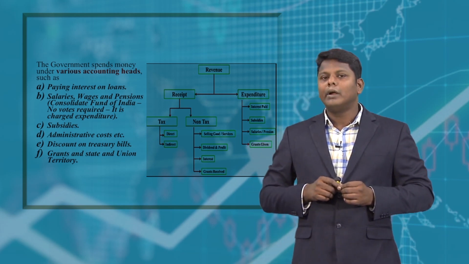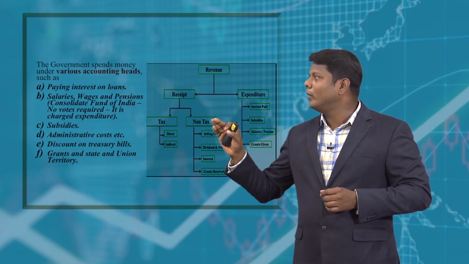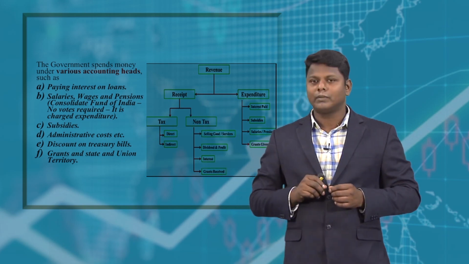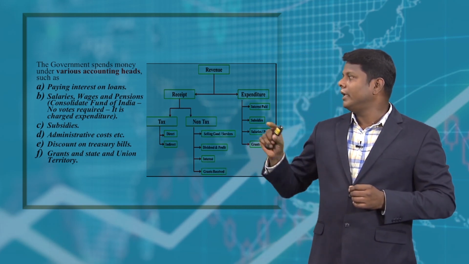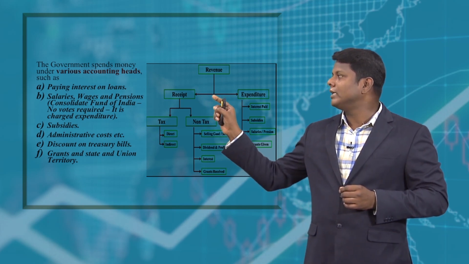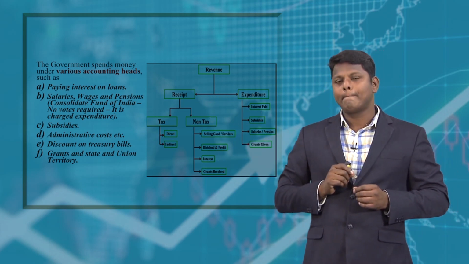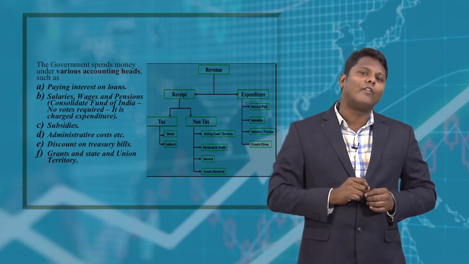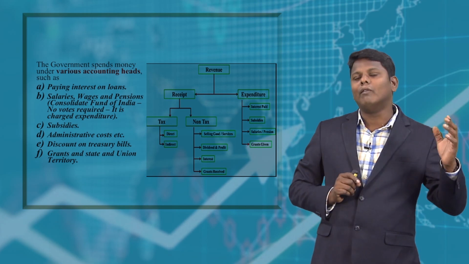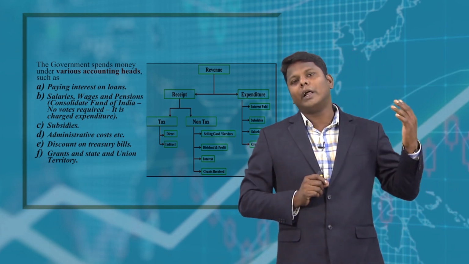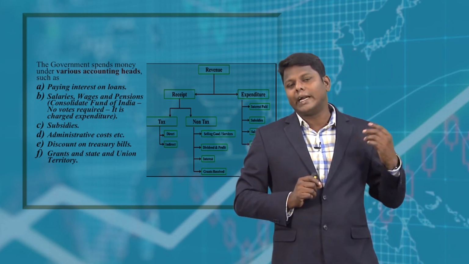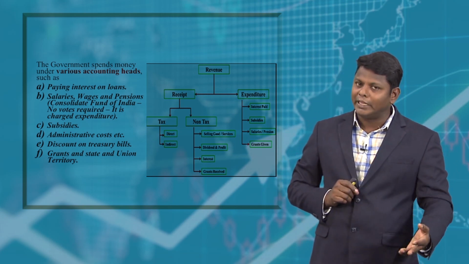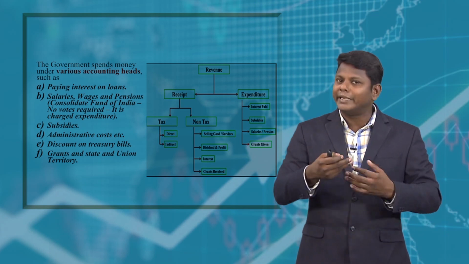Now, we will discuss how the government spends money under various accounts. First is paying interest on loans. If the Union government has taken loans from agencies like the World Bank or IMF, or from other countries, they have to pay interest. This can be monthly or yearly based on the terms.